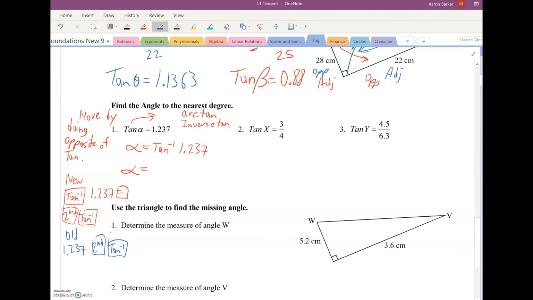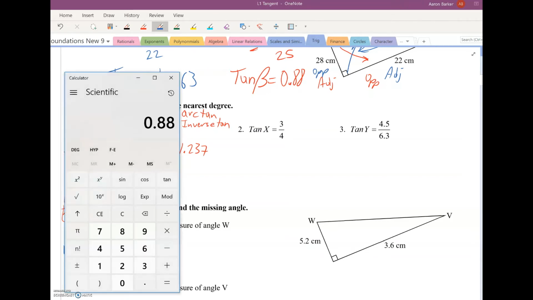And then the answer goes on your screen. You don't actually need to press equals. So let me show you those real quick. This is an old school calculator. So I enter in 1.237.